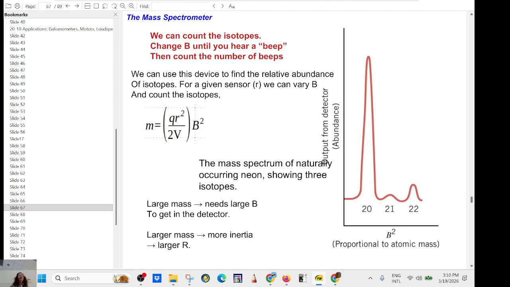So if you have a large mass, you will need a larger magnetic field to be able to hit the detector. Okay, if you have a smaller mass, you don't need that big of a magnetic field. So you use a magnetic field to tune, to get a click in your detector. Larger mass, more inertia, larger radius. Any questions?